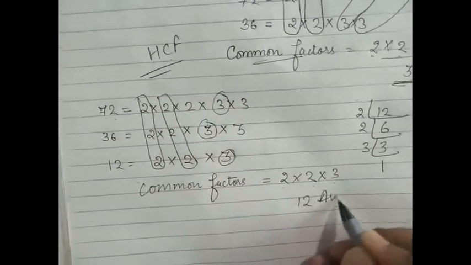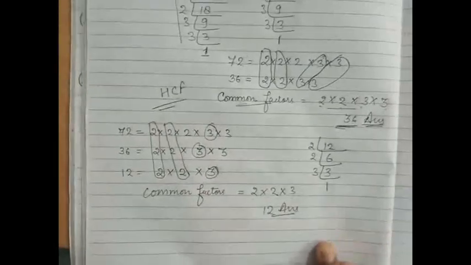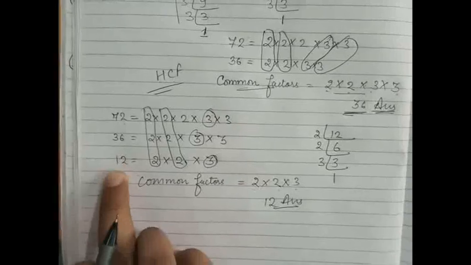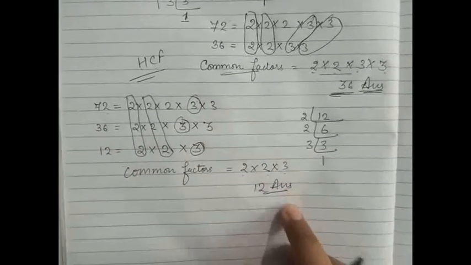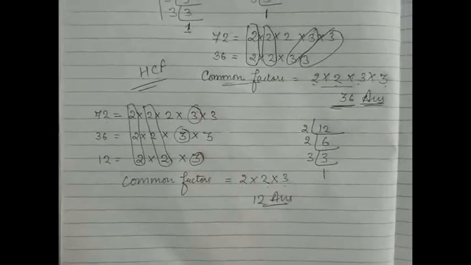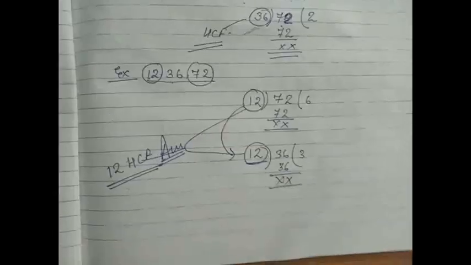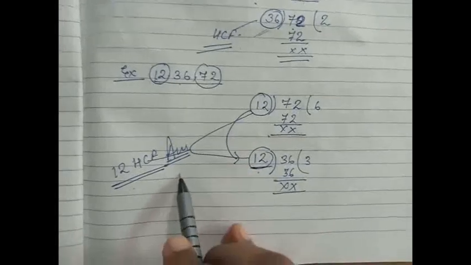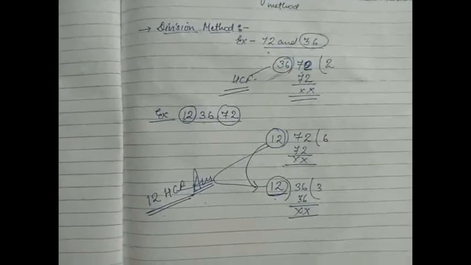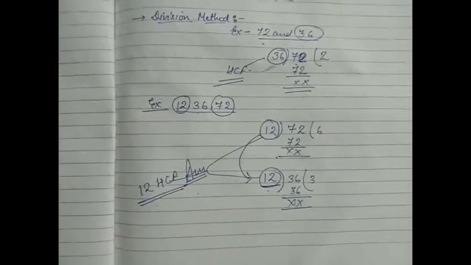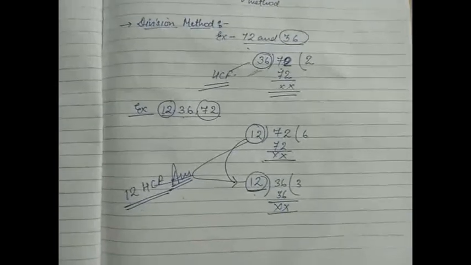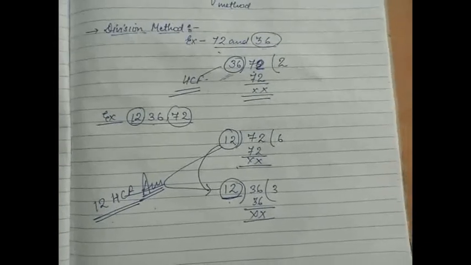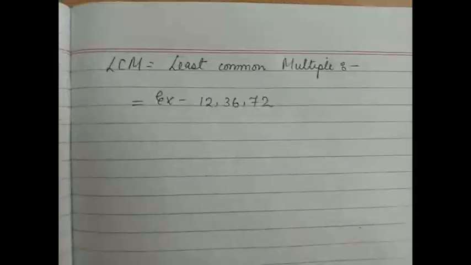Our answer is 12. So in the prime factorization method, when we take this example 12, 36, 72, we have got the common factors, that is 12, and this is the HCF of the numbers. Whereas in the division method you can see that 12 is also the HCF. So here we have proved that the HCF can be found by two methods, that is the prime factorization method and the division method.